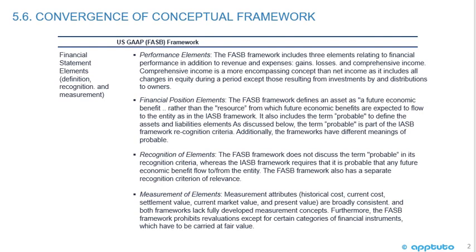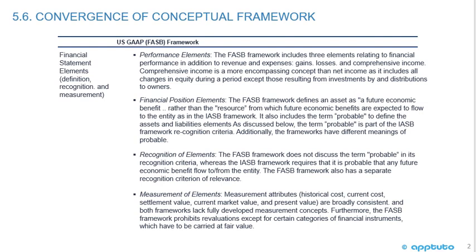The FASB framework includes 3 elements relating to financial performance in addition to revenue and expenses: gains, losses, and comprehensive income. Comprehensive income is a more encompassing concept than net income, as it includes all the changes in equity during a period except those resulting from investments by and distributions to owners.